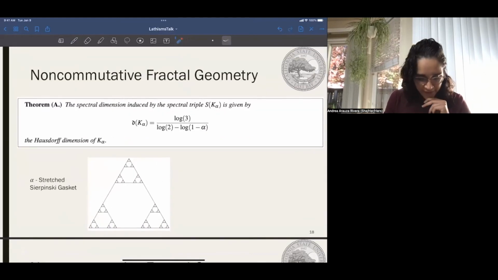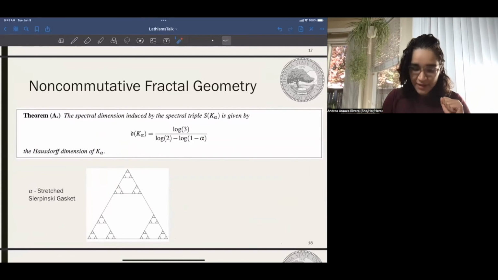So this is one of the results in my thesis. Essentially, there's a way of building a spectral triple for the Stretch-Sierpinski gasket so that this spectral dimension, this dimension that you can get entirely from the operator algebraic tools, gives you this box counting dimension. And this has been done for other fractal sets.